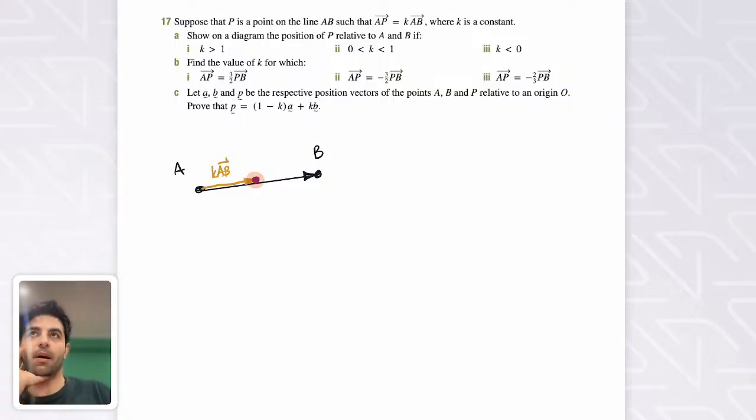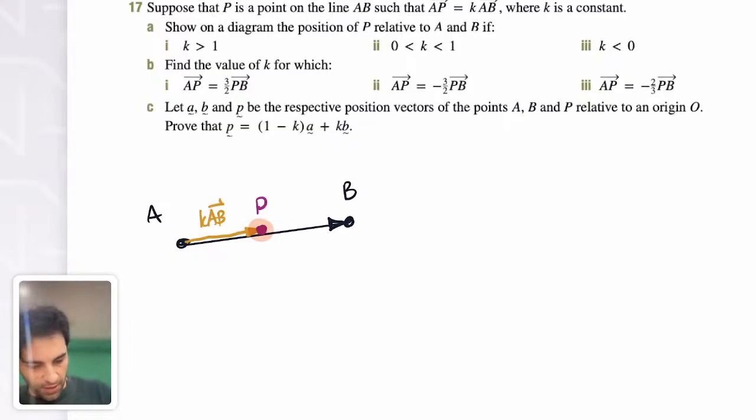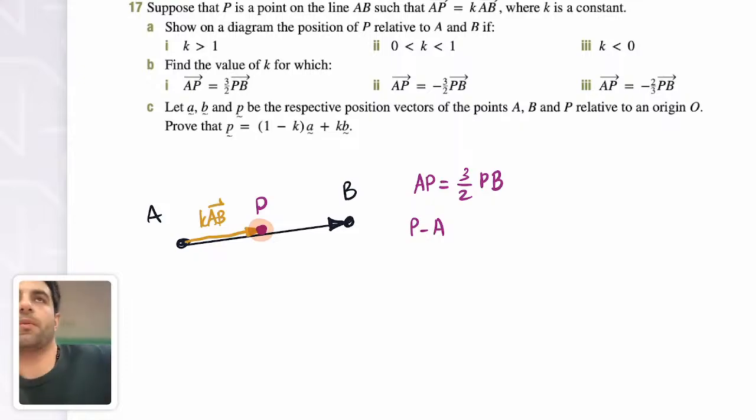Where did you struggle when you tried it? So you said part B, right? Find the value of K for which AP is 3/2 of PB. Is that cool? This is PB. So you want 3/2 times PB. Fair enough? Now you can sort of be cheeky here. So AP equals 3/2 PB. Yeah? AP is going to be final minus initial. So KAB. So you just want to rewrite it in terms of AB.